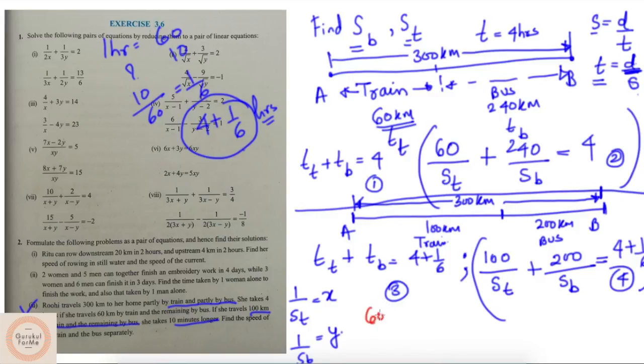Those equations are 60x plus 240y is equal to 4, and the second equation is 100x plus 200y is equal to 25 by 6. Should you not be able to solve it? You should be able to. So I will not solve it further. You should be able to get an answer.